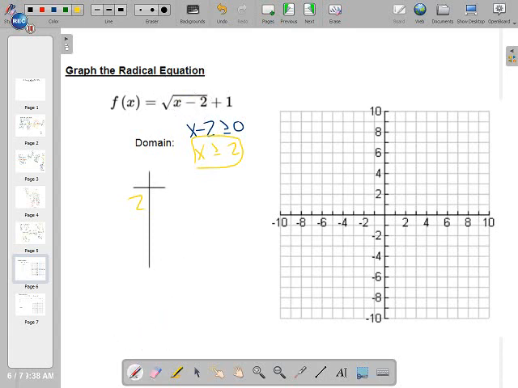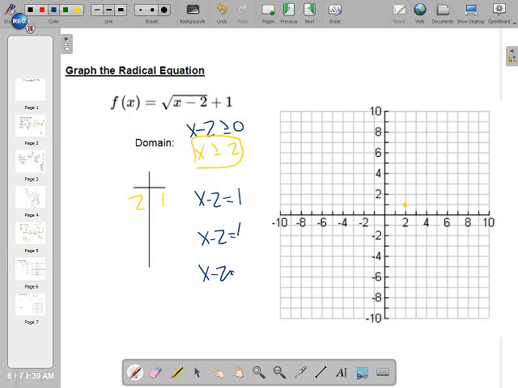If you plug in positive 2, 2 minus 2 is 0, the square root of 0 is 0, and 0 plus 1 is 1. So we have our table started here. The first point that I'm going to plot is 2, 1. But I need other points. And I don't want to take the square root of numbers that aren't perfect squares. So I'm going to set the radicand equal to a few nice, helpful numbers.